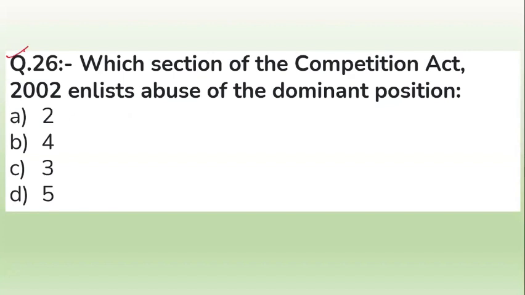That is, we are starting from question number 26. We have completed 25 questions. Now we are starting from question number 26. Which section of the Competition Act 2002 enlists abuse of the dominant position? So here the question is asking about the section. In which section does abuse of the dominant position come under? Option number A, 2, option number B, 4, option number C, 3, option number D is 5. So what will be the right answer for this question?